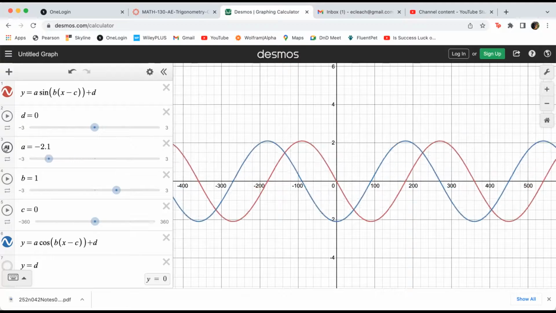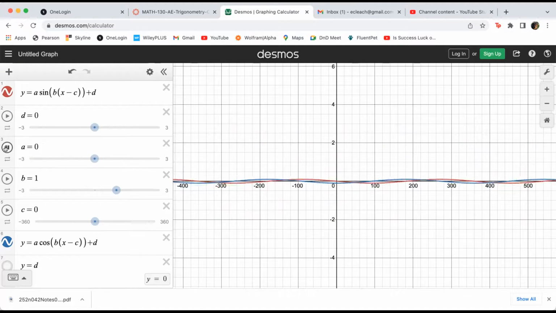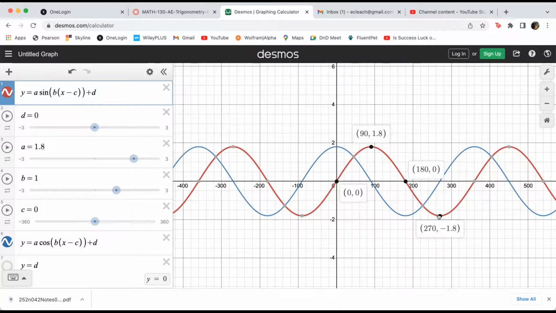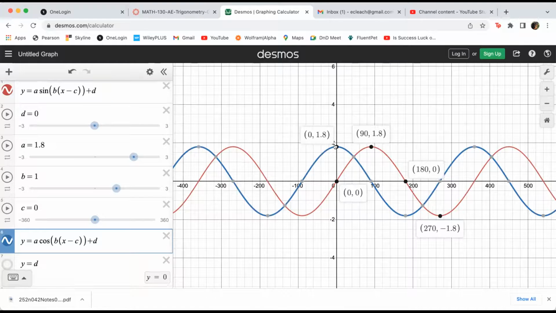If we pause at a particular value of a, notice that if we look at the distance from the middle to the top, that distance is 1.8. And the distance from the middle to the bottom is also 1.8. Also on cosine, the distance from the top to the middle is 1.8, to the bottom is another 1.8. So that coefficient of the trig function will tell you what the amplitude is. A is the amplitude.